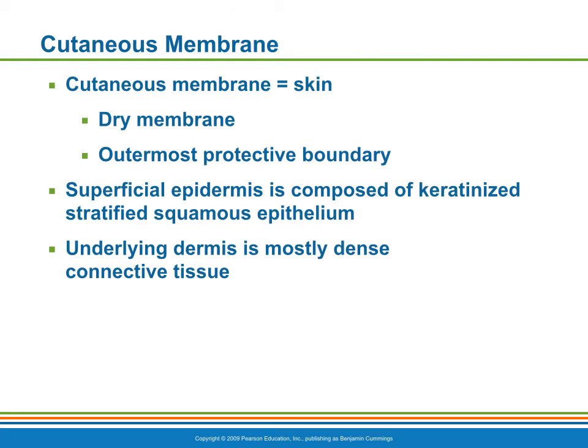Our first one is the cutaneous membrane. The cutaneous membrane is a dry membrane. It actually equals your skin. It has a superficial epidermis, which is composed of keratinized, stratified, squamous epithelium. Now, all those words you know except for keratinized. Keratin is a protein that gives the skin basically its strength. Now, the underlying dermis on this particular membrane is mostly dense connective tissue.